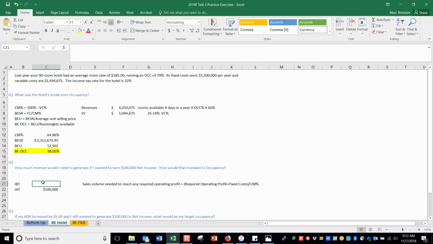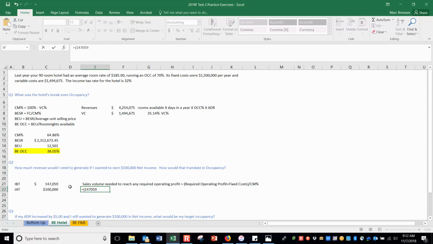And how? Well, what we did in the bottom-up approach comes into play here. Because if you remember, income before tax, and you can go back to your bottom-up presentation, is simply your income after tax divided by 1 minus whatever the tax rate is, which is, in this case, 0.32. Okay. So I need to, and we'll get rid of decimals here, $147,059 is how much I need in operating profit to achieve this goal, based on the fact that I have 32% tax.